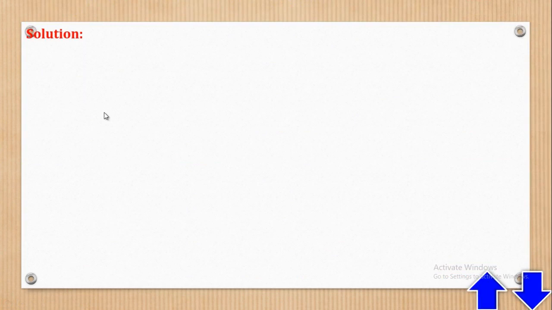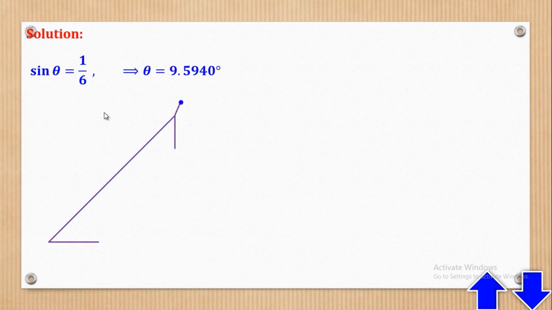So they told us that the slope is 6 meters long and 1 meter high, meaning that 6 will be the hypotenuse and 1 will be the opposite. Therefore sin theta will be equal to 1 over 6, implying that theta is 9.594 degrees. So with that we can make our sketch of the information given. So that is the information.